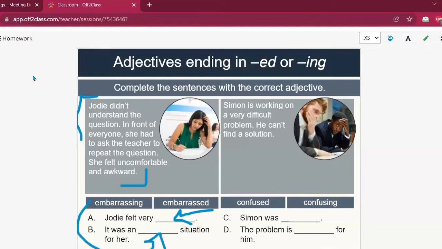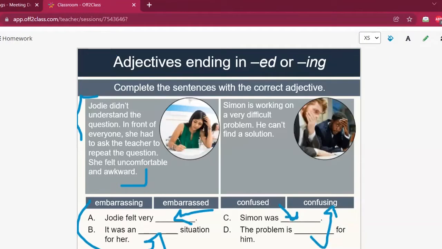Simon is working on a very difficult problem. He can't find a solution. Solution. He can't find a solution. So Simon was confused. Very good. The problem is confusing for him. Very good.